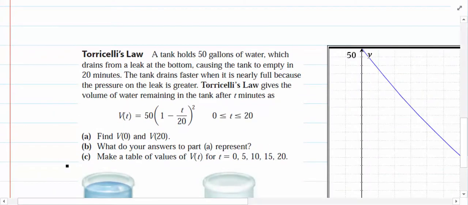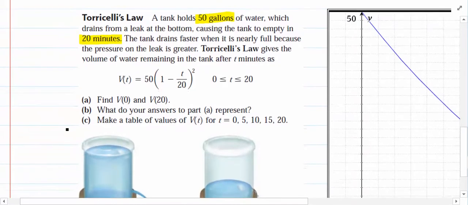Okay, and in this second example for today, we're discussing what's called Torricelli's law. A tank of water holds 50 gallons, and it drains from a leak that's at the bottom of the tank, which causes the tank to empty in a total of 20 minutes. So we start with 50 gallons and it empties in 20 minutes.